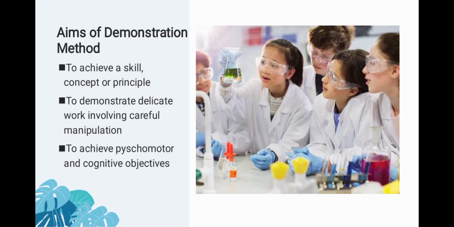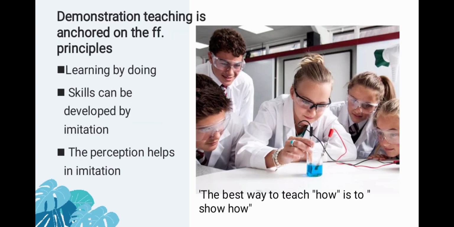So the aim of demonstration method firstly is to achieve skill, concept, or principles. Next, to demonstrate delicate work involving careful manipulation. And lastly, to achieve psychomotor and cognitive objectives. So, demonstration teaching is anchored on the following principles. Firstly, it is learning by doing, and skills can be developed by imitation, and the perception helps in imitation.